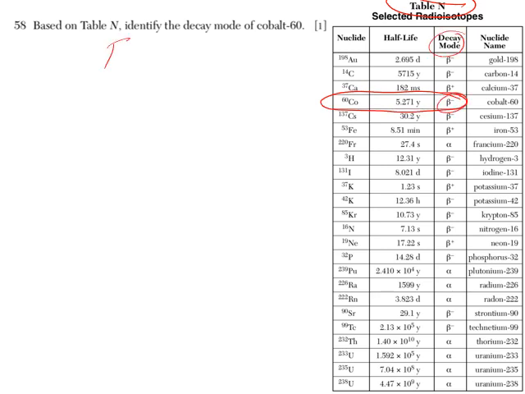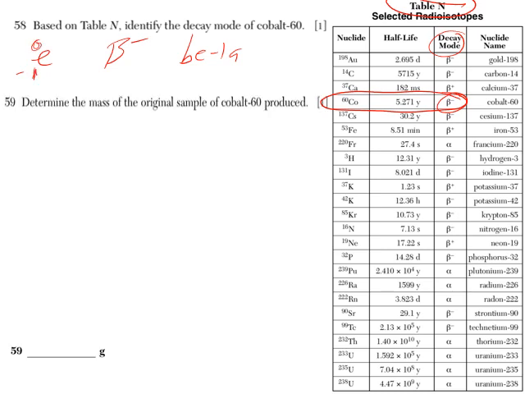You can either write the little fancy B with a minus, you can write beta, anything like that. You can write the little e with the -1 and the 0. Any of those that mean beta particle are good for that answer.